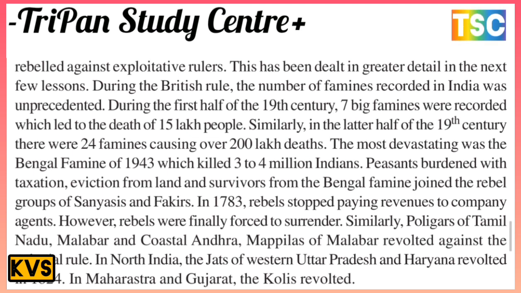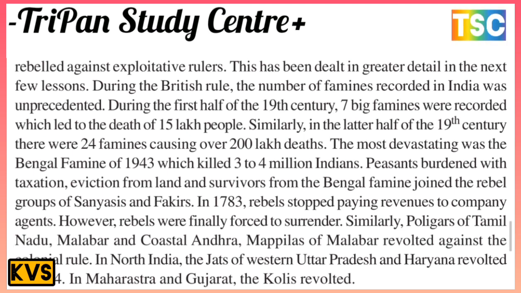The peasants burdened with taxation, eviction from land, and survival from the Bengal famine joined the rebel groups of Sannyasis and Fakirs. In 1783, the rebels stopped paying revenues to the company's agent. However, the rebels were finally forced to surrender.